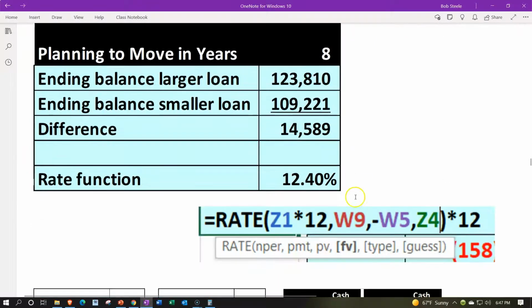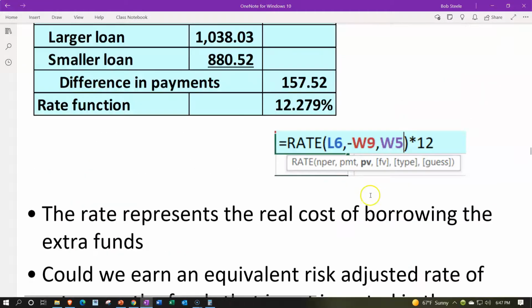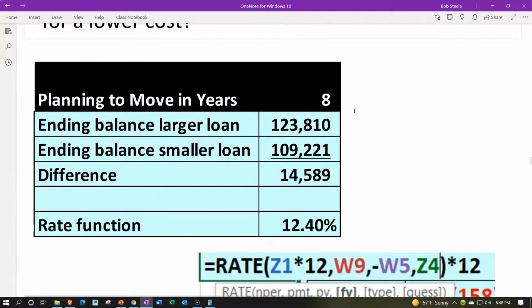And then we're adding now a comma, and we're going to have the future value, which is going to be the difference at the end of the 8 years. That's being the 14,589. That would give us the monthly amount, times 12 would then give us the amount for a yearly amount. There's the 12.4. So it is different than it was at the 12.279 if we were only to have it for 8 years as opposed to the 30.